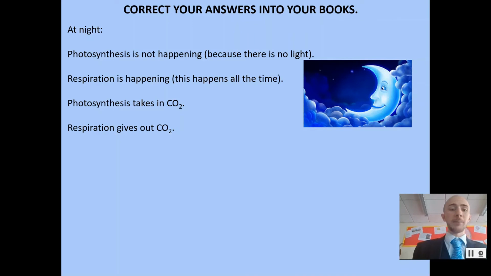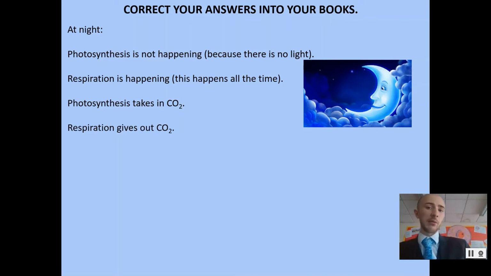So it's always respiring. Photosynthesis takes in CO2. Well, there isn't any photosynthesis, so no CO2 will be taken in. Respiration gives out CO2. Respiration is happening, so CO2 will be given out. So overall, we're not taking in any CO2, we are giving out some CO2, so overall CO2 will be given out.